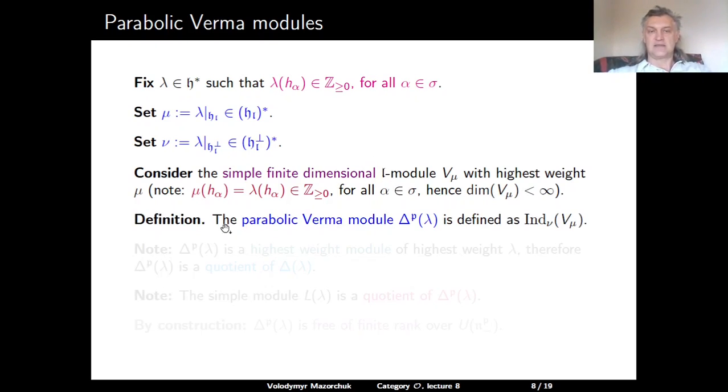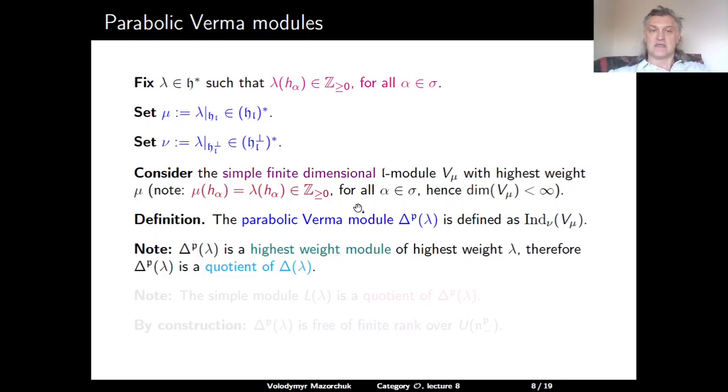And the parabolic Verma module delta P lambda, which is associated to our weight lambda and our parabolic subalgebra P, is defined as the module parabolically induced from V mu using our weight nu, which was the restriction of lambda to HL orthogonal complement. So here our original weight lambda appears in the incarnation as mu and nu. So mu is a weight for L and nu is a weight for the orthogonal complement. Note that directly from the definition it follows that the parabolic Verma module delta P lambda is a highest weight module of highest weight lambda. In particular, it is a quotient of the Verma module delta of lambda. And of course, the simple highest weight module L lambda is a quotient of the parabolic Verma module.